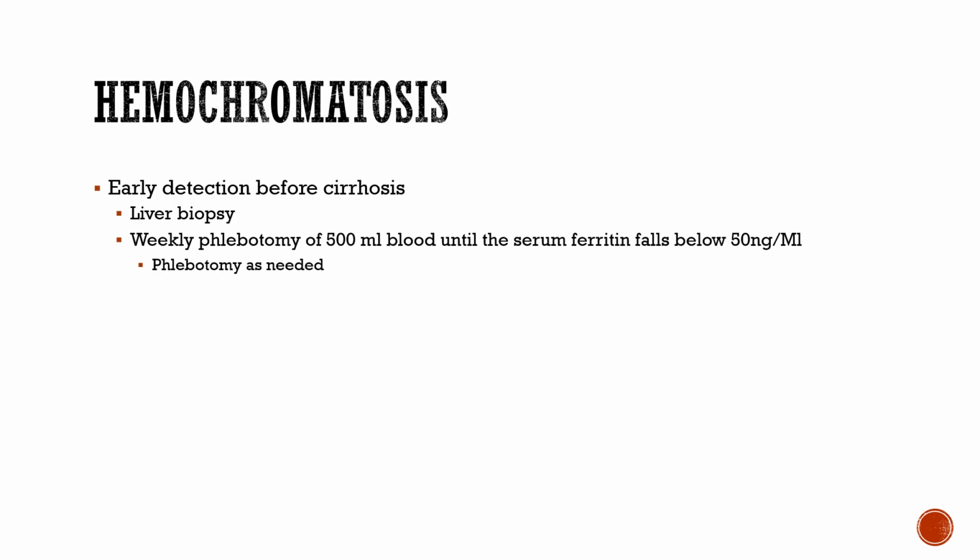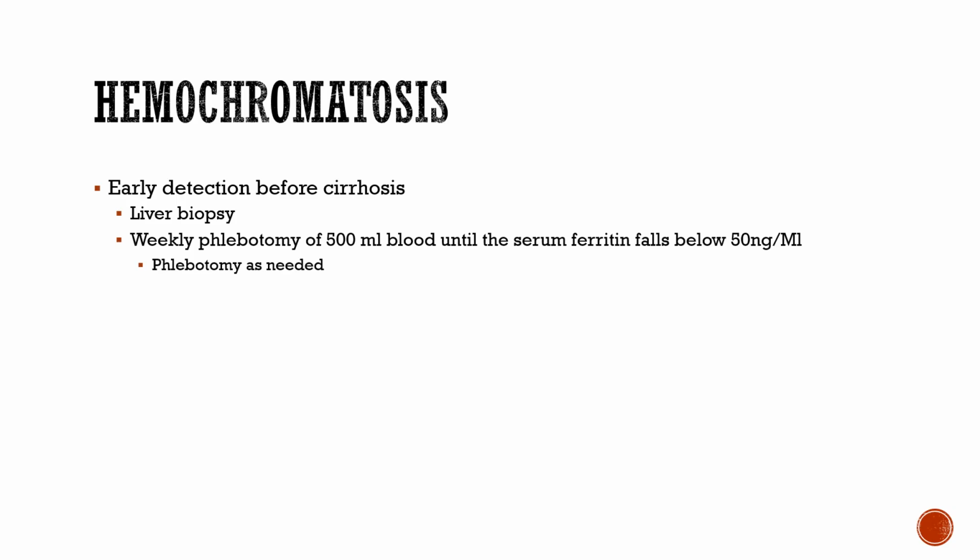A normal serum ferritin is less than 100 nanograms per milliliter. Hemochromatosis is present if the ferritin is greater than 300 in men and 200 in women. Also, genetic testing can reveal the HFE-C282Y variant that is associated with hereditary hemochromatosis.